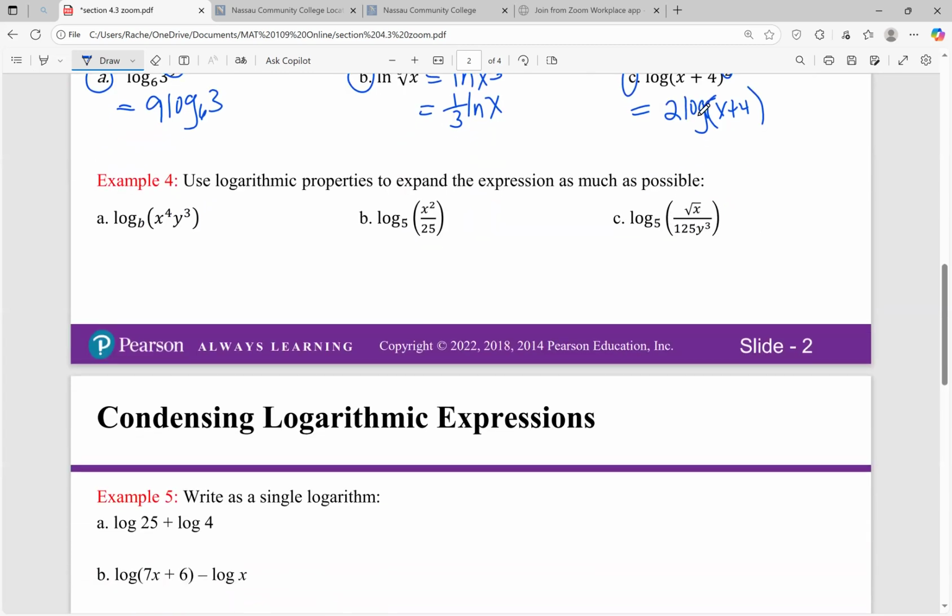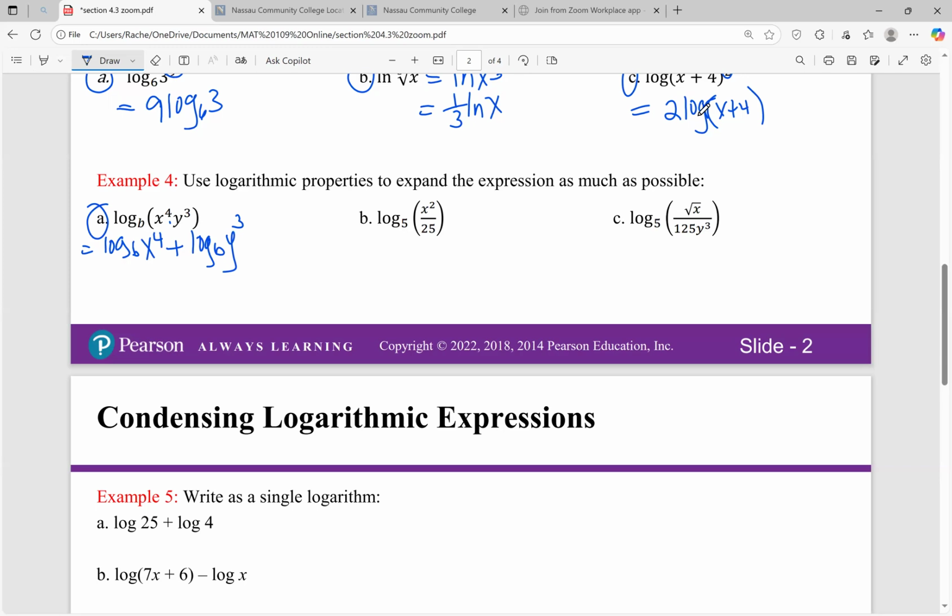So let's look at example 4. So it says, use logarithmic properties, whether it's the product rule, the quotient rule, or that power rule, to expand the expression as much as possible. So I'm looking at A and I see I have log base b of a product, right? x to the 4th times y to the 3rd. So I'm going to use my product rule. So I'm going to rewrite this expression as addition. So this is going to be equal to log base b of x to the 4th plus log base b of y to the 3rd.